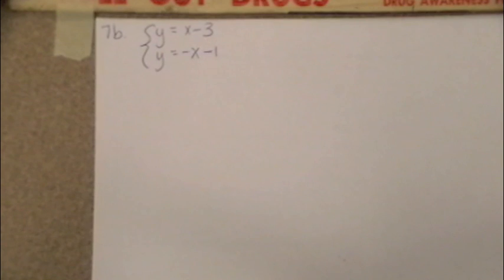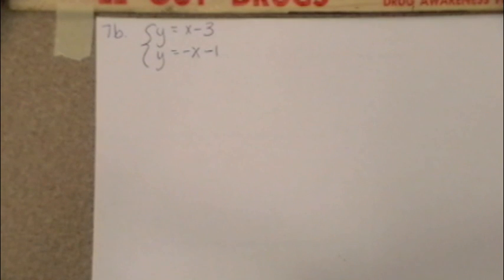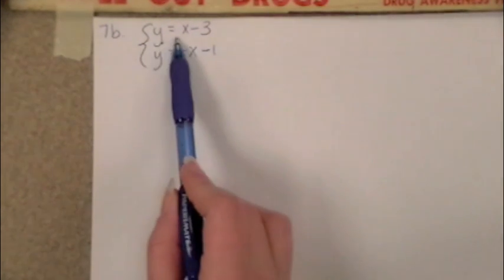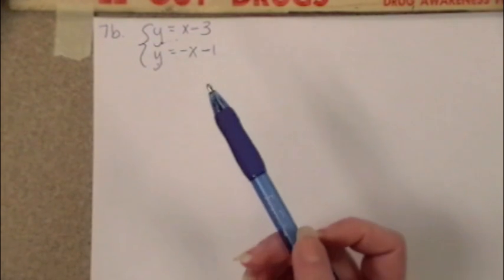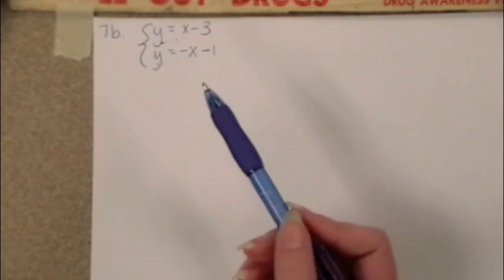Alright, so question 7b. We've got two equations here, y equals x minus 3 and y equals negative x minus 1. Step 1 was we needed to find a variable that's alone. Remember, alone means just that letter and then the equal sign. So we actually have two that are alone here, y equals, y equals.